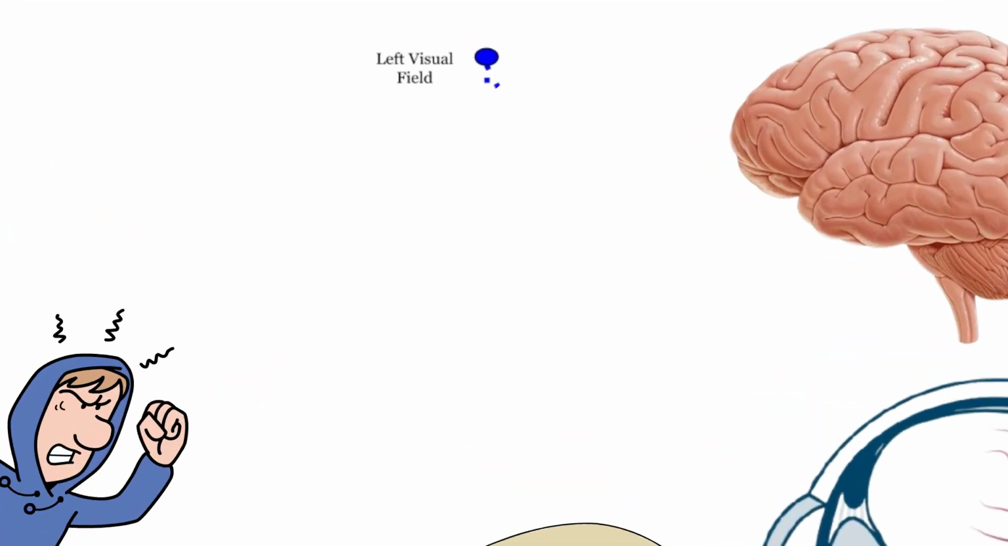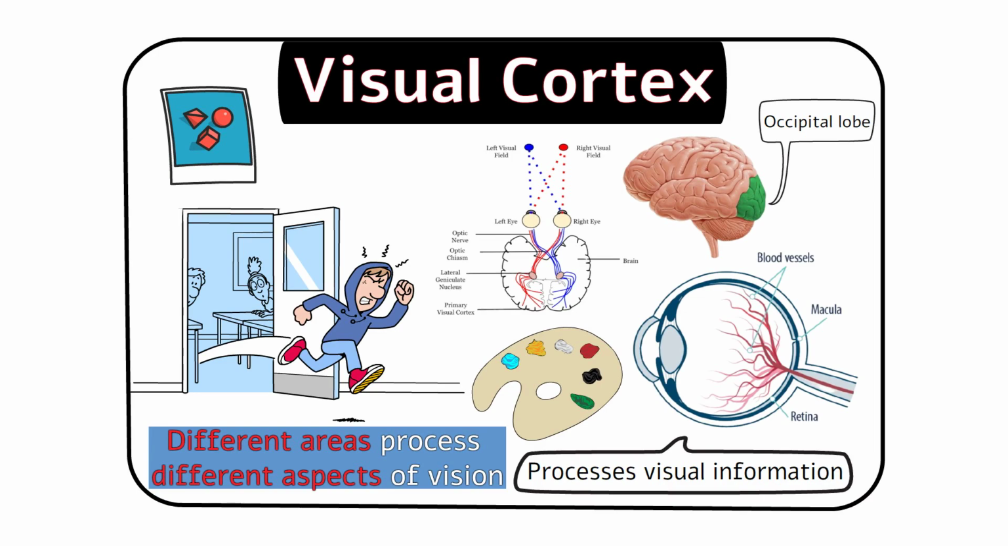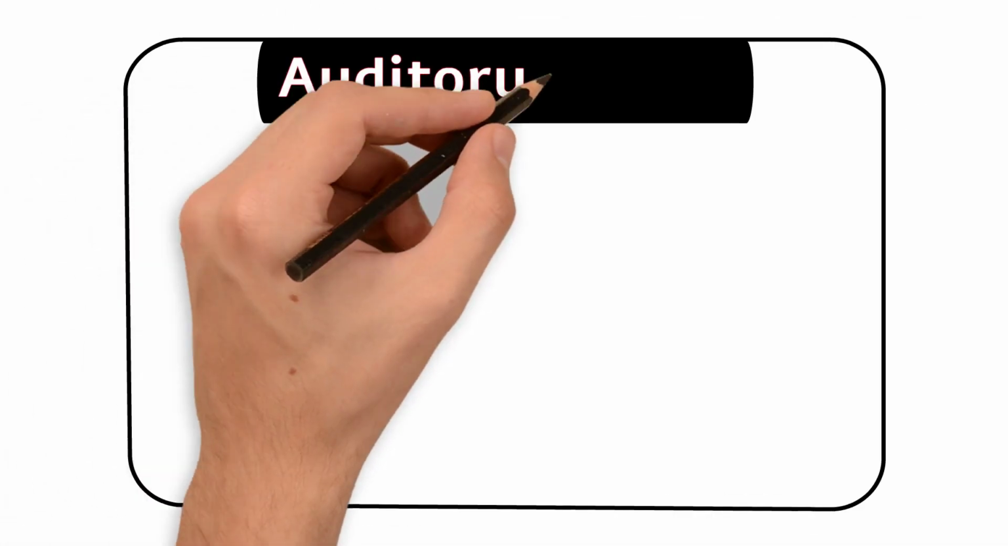The right visual cortex processes information from the left visual field and vice versa, due to the crossing of optic nerves.